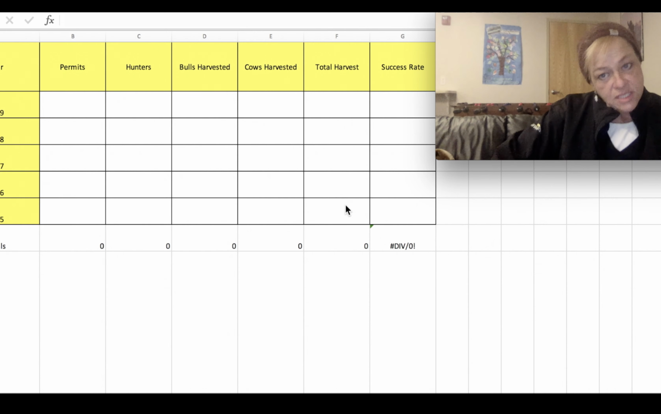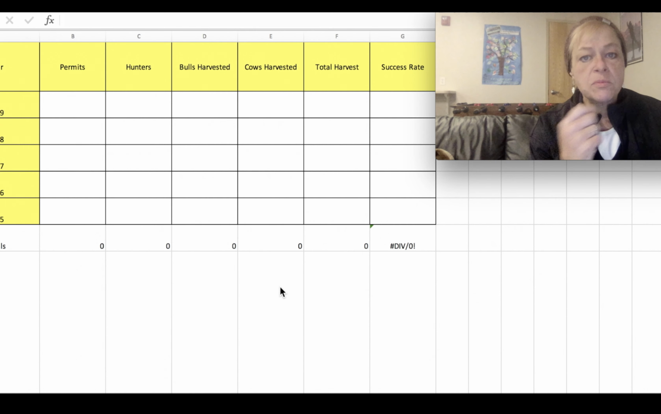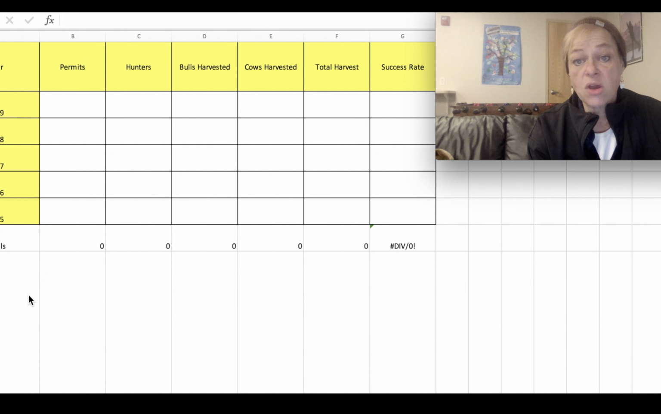In my example today, I have collected some data from the State of Alaska Department of Fish and Game regarding the annual moose harvest in our state over 5 years. You can see over here in the left-hand column, I've gone from 2015 to 2019. And as you can see, I'm going to organize the data I've collected into a simple table on Excel.